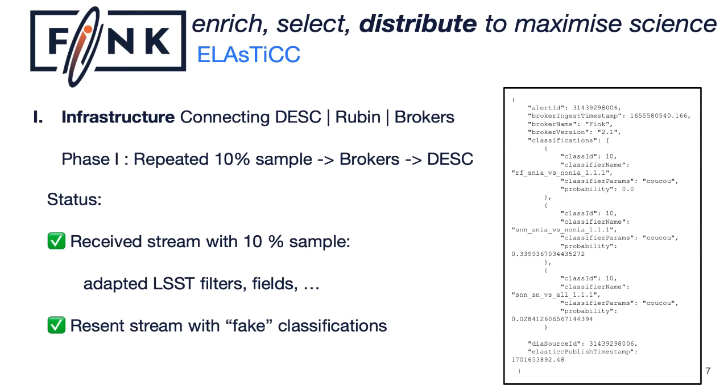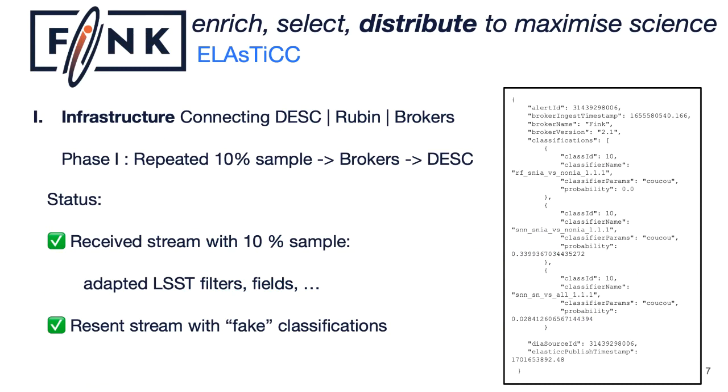We have adapted Fink for LSST filters, the fields of the alerts, because they're a little bit different from, for example, ZTF. So these are little infrastructure details, but they're important to tackle. And we have also resent the stream back with fake classifications. If you can see on the right, this is an example of what we sent back at one point.